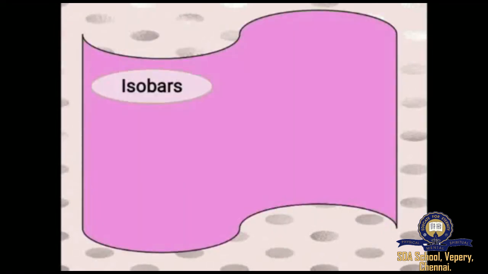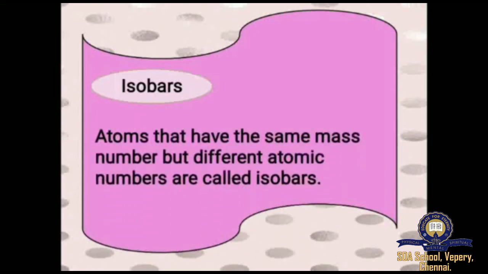Next we will see what are isobars. Atoms that have the same mass number but different atomic numbers are called isobars. They have the same mass number. Mass number is the same, but atomic numbers are different. They are called isobars.